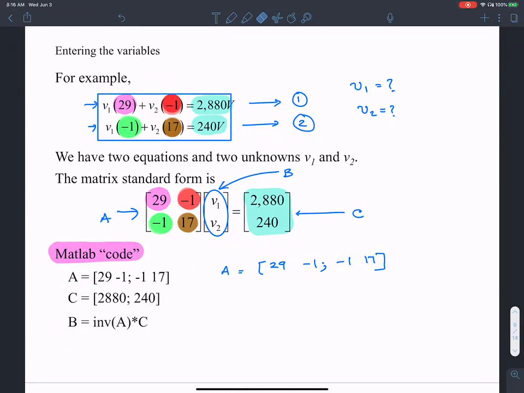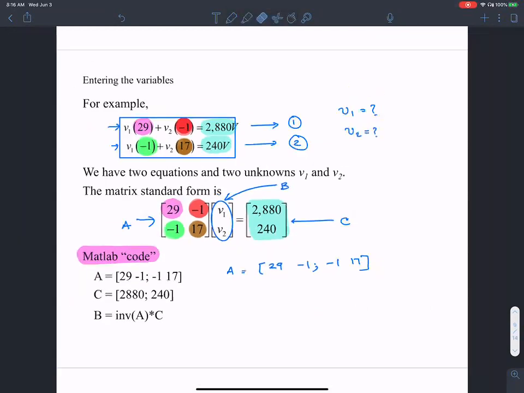Okay, and you can extend this to more than two equations. If you have three variables and three equations, that's as easy as just 3 lines of code. 10 unknowns and 10 equations? Well, it's much easier with MATLAB than having to do that manually. Okay, questions, please.